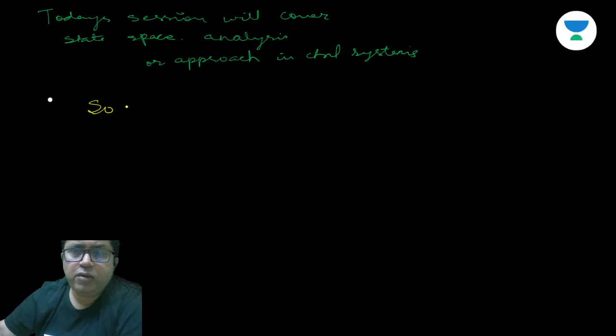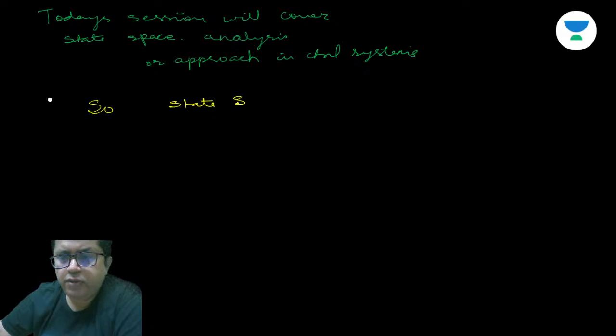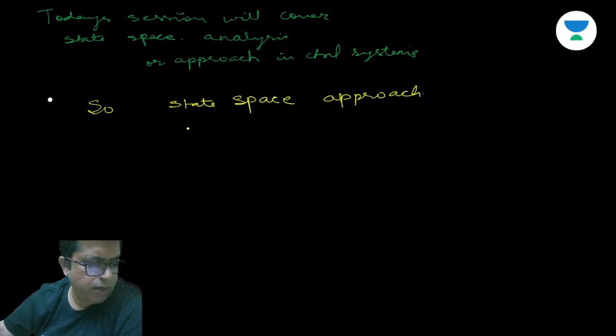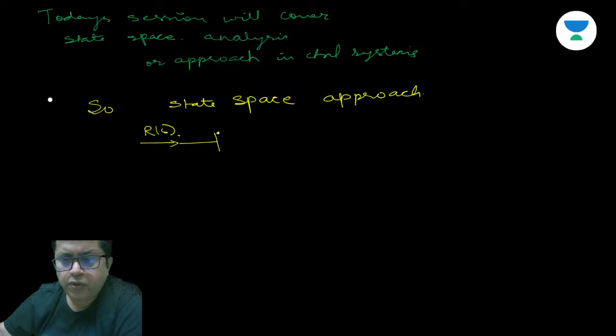In today's session, what is the state space approach? In a control system we have seen this is the input signal, this is the plant gain, this is the output signal.